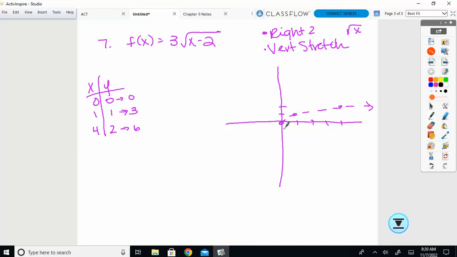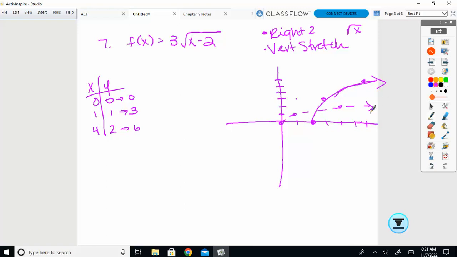And then I also have to move them to the right. So if I took 0, 0, and then move it right 2. This would be at 1, 3, and then right 2. This would be at 4, 6, and then right 2. And so we see our graph is getting really tall, like that.